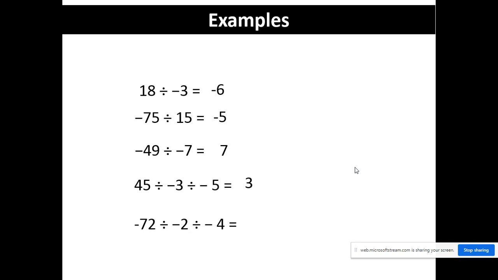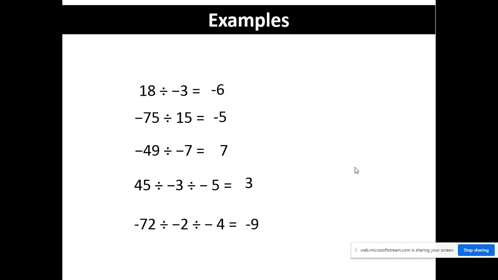Okay, so the first two numbers, minus 72 divided by minus 2, I get positive 36. Now I've got one more part left. I've got 36 now, and you're going to divide it by minus 4. Well, what is 36 divided by 4? 9. Good. But I'm dividing it not by 4, I am dividing it by minus 4. So it would be 36 divided by minus 4, which is minus 9.